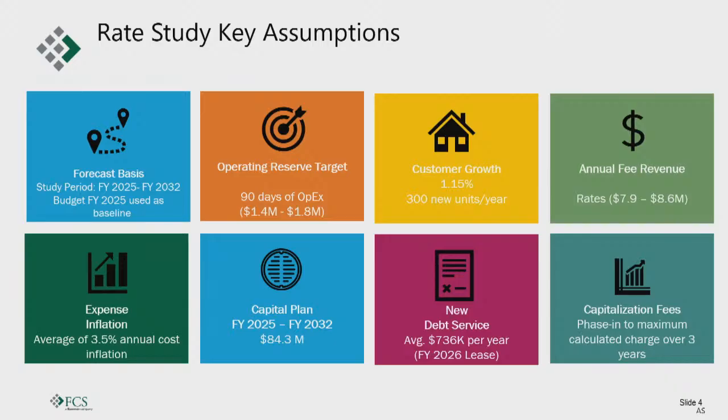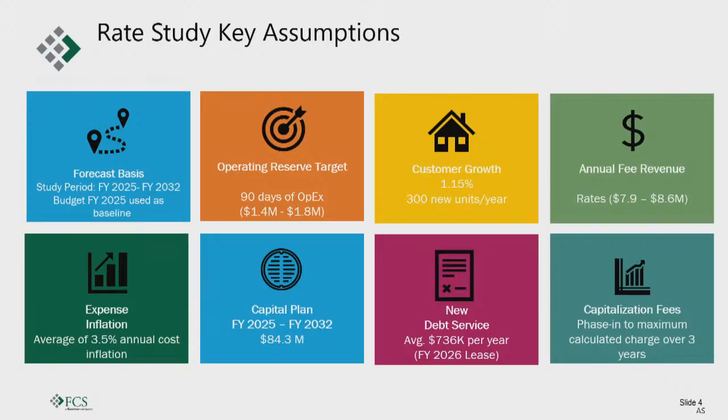I mentioned expense inflation, so we start with the city's 2025 water budget, and we increase that by an estimate of inflation. It really depends on the line item we're looking at. We may have some general cost inflation for certain professional services line items, and labor and benefits may increase at a different rate. But overall, we're looking at our expenses increasing by about 3.5% annually throughout the forecast period.